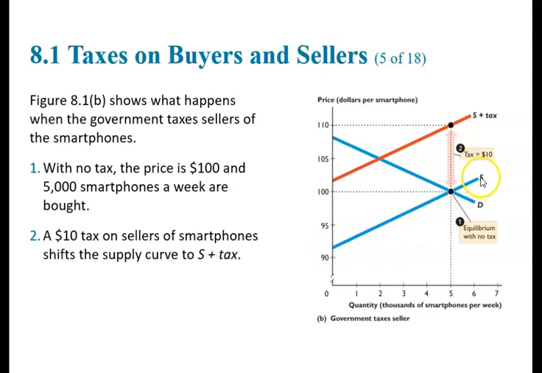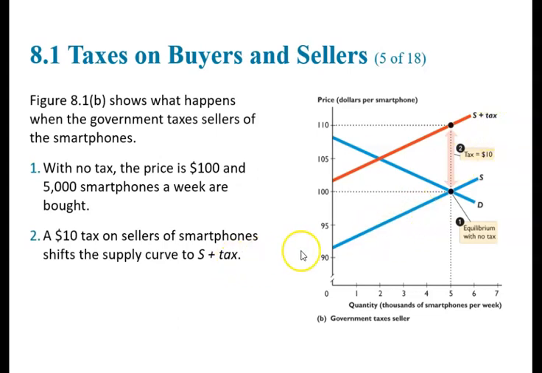So what price are the sellers willing to accept in order to sell their smartphones? If this initial blue supply curve is showing the willingness to accept, or the price at which the suppliers are willing to sell their smartphones, imagine a situation in which for every smartphone sold, the suppliers now have to pay a $10 tax to the government.